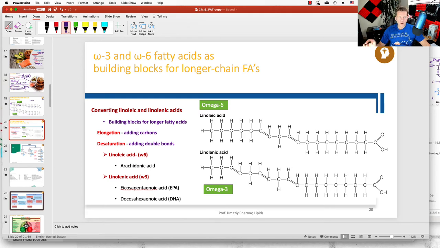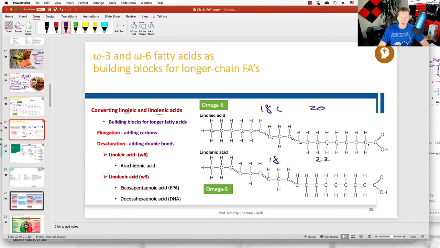All right, so building blocks for longer chain fatty acids. Omega-3 and omega-6 are used as the structural molecules to build even longer chain fatty acids. I think there are 18 carbons here: 1, 2, 3, 4, 5, 6, 7, 8, 9, 10, 11, 12, 13, 14, 15, 16, 17, 18. Out of this, your body is able to make even longer chain fatty acids, like 20 carbon or 22 carbon, that are very important. So converting linoleic or linolenic acid into longer chain fatty acids.